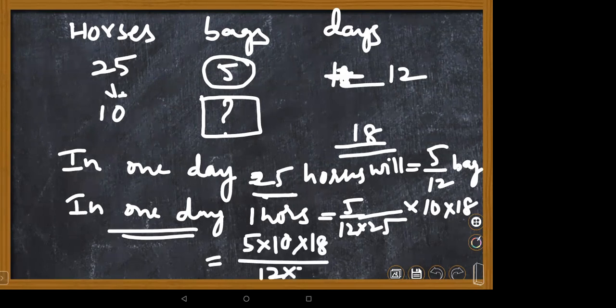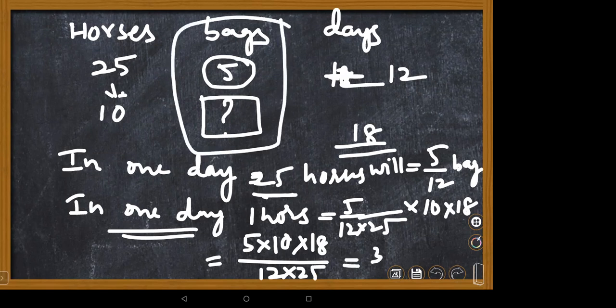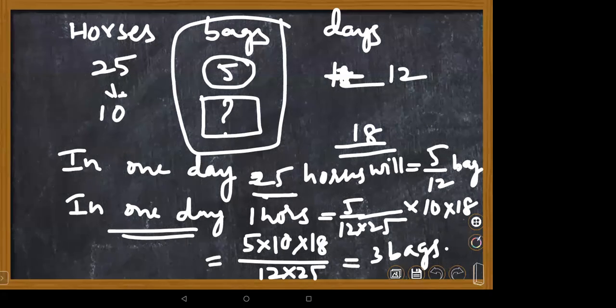Is it 3 days or 3 bags? 3 bags, Nana. It's not days. We are finding about the bags, right? 3 bags. Yes, ma'am. 3 bags we supposed to get for 18 days. 10 horses will eat 3 bags. Right, children? This is one type. There is a different way you have to think, children.